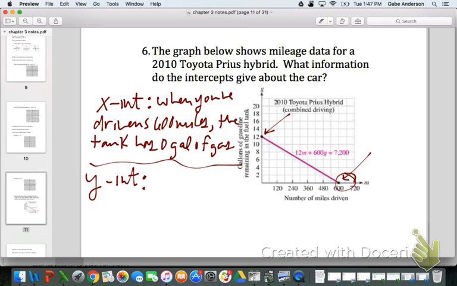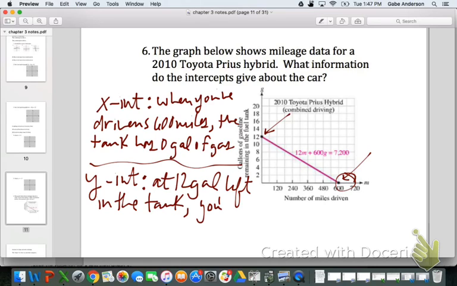The y-intercept, what do you think? At 12 gallons left in the tank, you've driven 0 miles. Yeah. Oh my gosh, I'm so dumb. At 12 gallons left in the tank, you've driven 0 miles. Doesn't that make sense? If you have a full tank, how many miles have you driven? 0. None. If you've got an empty tank, apparently you've driven the maximum number of miles, which apparently is 600.